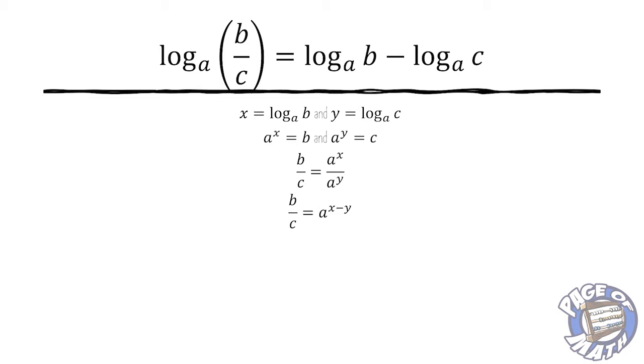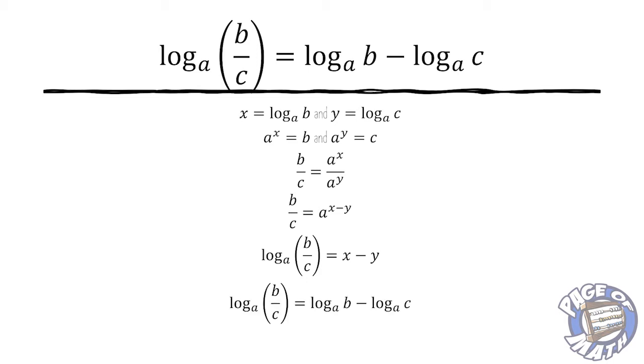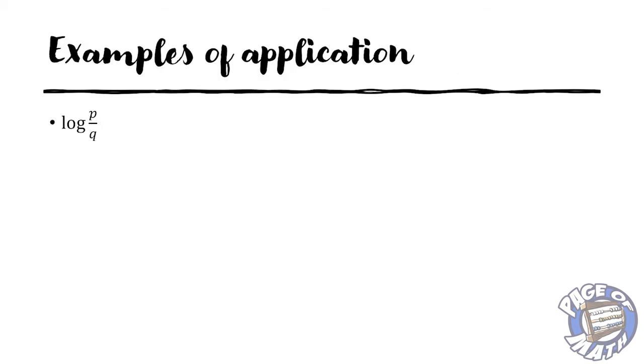Now, putting this equation into logarithmic form, we get a statement with x minus y being the answer. So x minus y is actually equal to the log base a of b divided by c. And remembering that x is log b and y is log c, we end up with our rule that the log of b divided by c is actually log b minus log c.